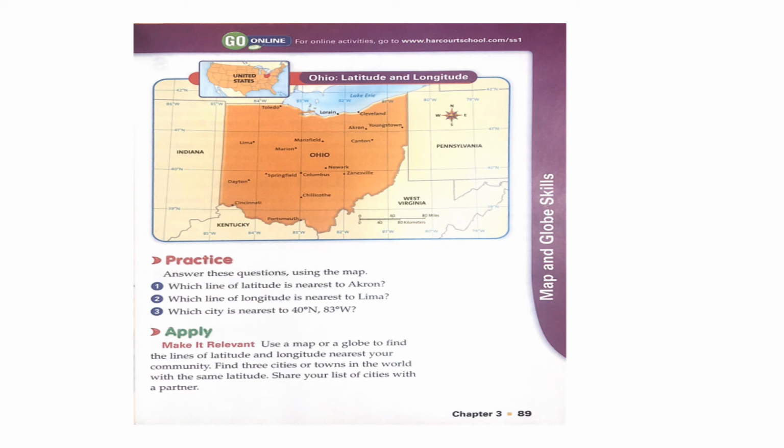And the last one is, which city is nearest to 40N 83W? So 40N and 83W. This is a little complicated. So first I go to 40N. Remember how you found absolute location on one of those grids? That's the same thing. So 40N right there, 83W down there. And okay, so the answer is Columbus, right? The answer is Columbus. So that's your answer.